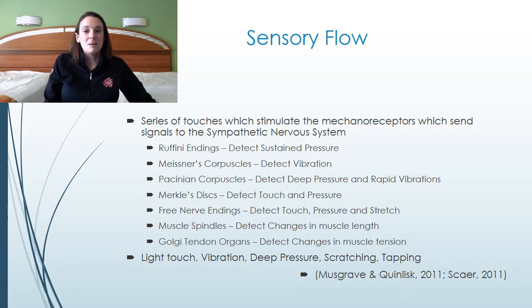muscle length. So in sensory flow, we use light touch, vibration, deep pressure, scratching, and tapping in a specific sequence, and that communicates safe sensory stimulation to the amygdala.